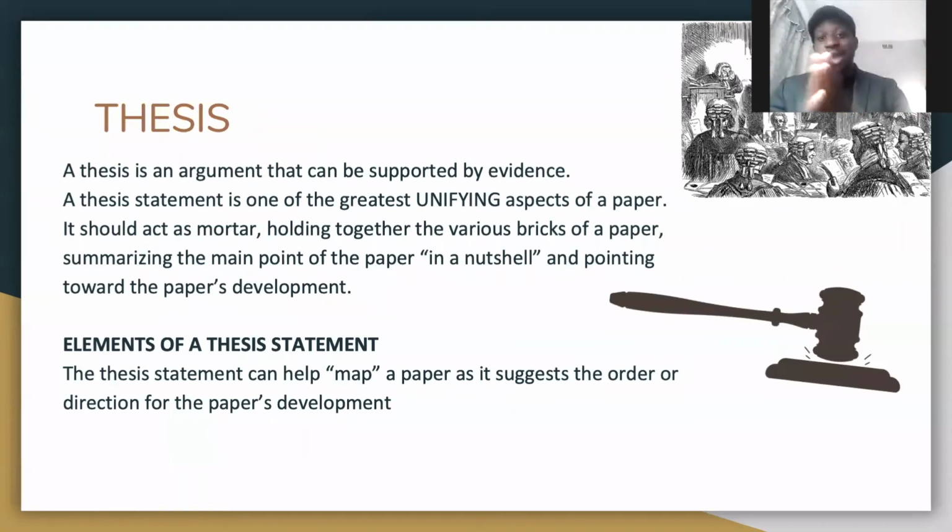The first element in any essay is a thesis. Thesis is everything. All right? The thesis is an argument that can be supported by evidence. A thesis statement is one of the greatest unifying aspects of a paper. It should act as a mortar, holding together the various bricks of a paper, summarizing the main point of the paper in a nutshell, and pointing towards the paper's development. Another way to describe it is that a thesis statement can help map a paper as it suggests the order or direction for the paper's development. Another way to phrase it is that a thesis is an opinion based on fact. You need both elements, an opinion based on fact. You need both. All right.